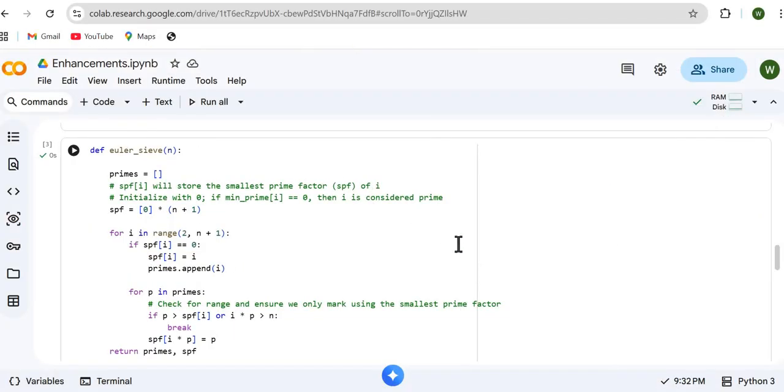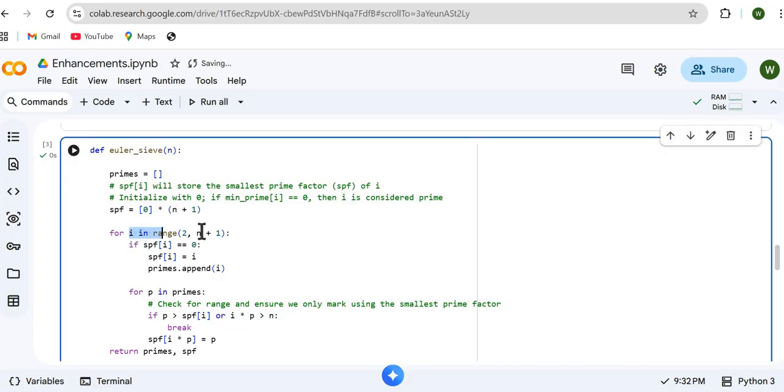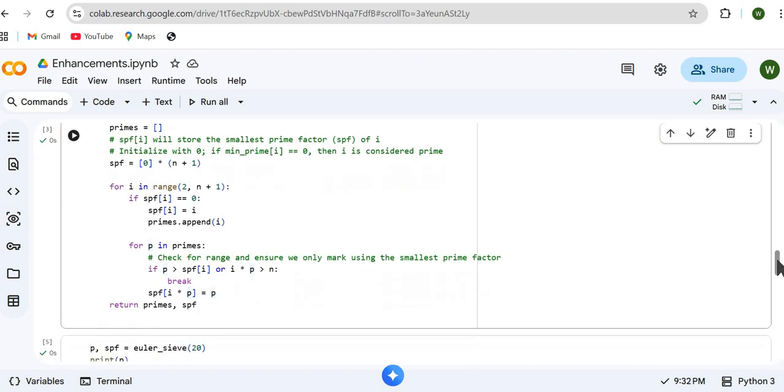So here I have my same function implemented. Remember, SPF is the smallest prime factor. I look through the entire set of multipliers, so 2 until n plus 1. I keep appending to this list primes, and then I run my inner loop on this list primes, looking for that number whose smallest prime factor is one of these numbers in primes, and then I go and mark out that smallest prime factor for the composite number. So very interesting. We already saw how this works. We can see this in action and get some sense of how it's working.